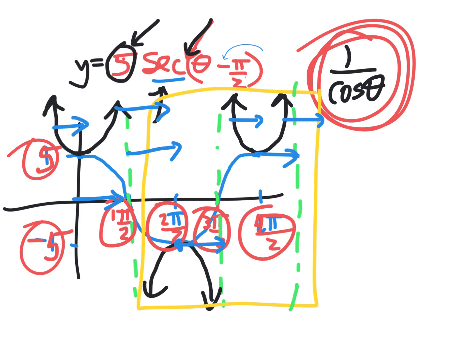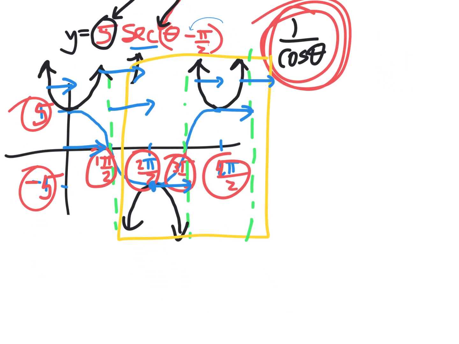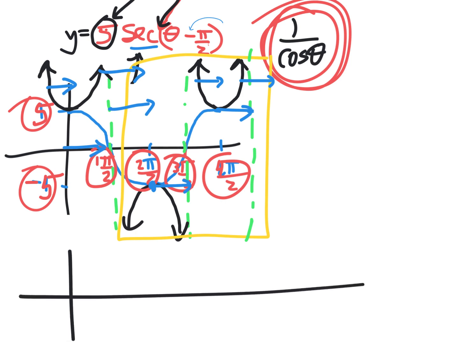It is going to be really hard to draw this and not have it be messy. So I'm going to just redraw it down here. And I'm going to start with the asymptotes. The asymptotes have moved to here, and here, which is above 2 pi and pi.